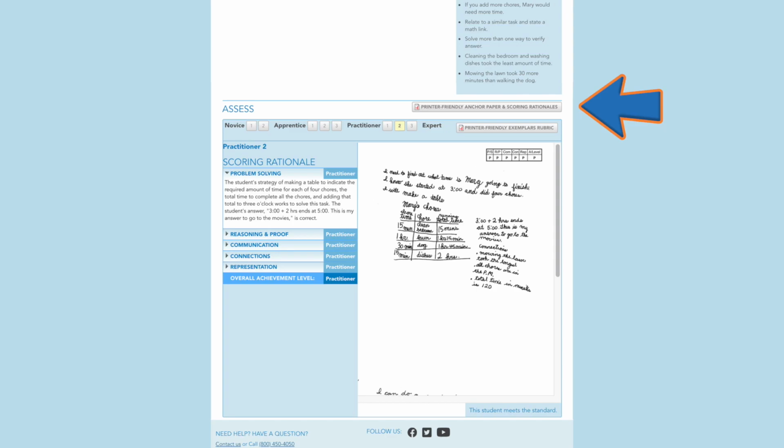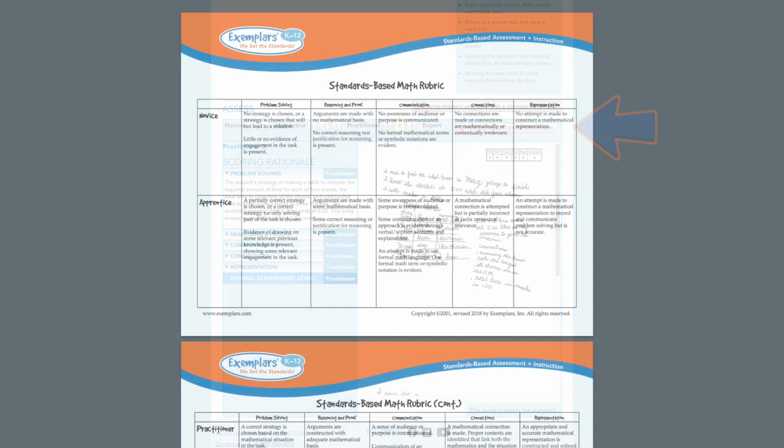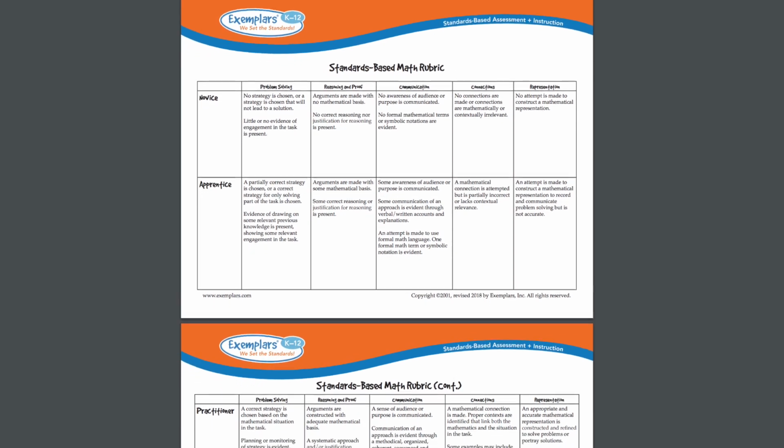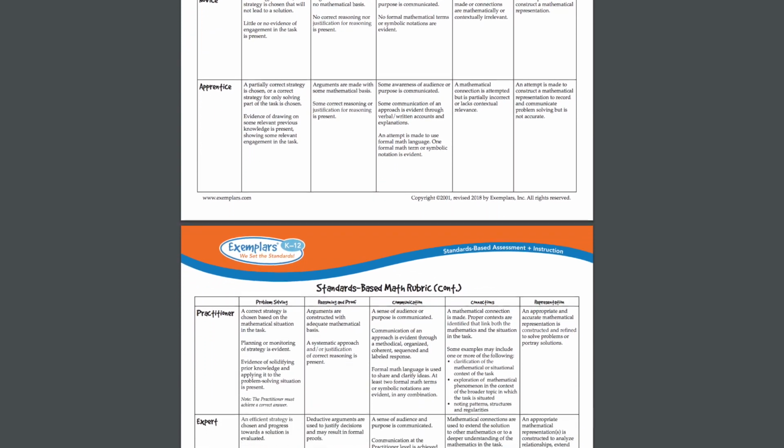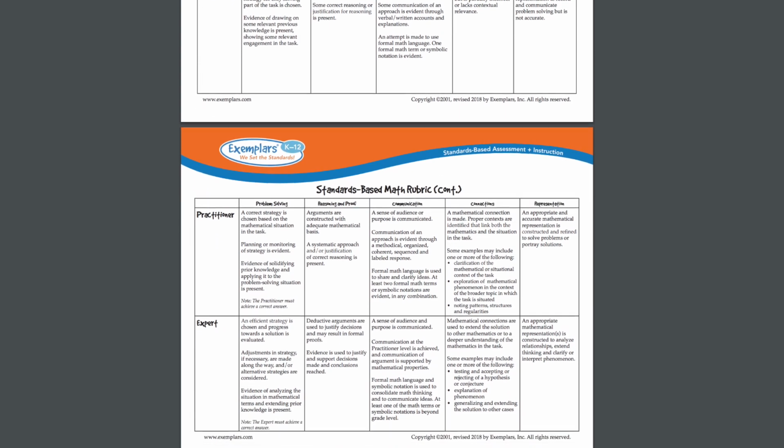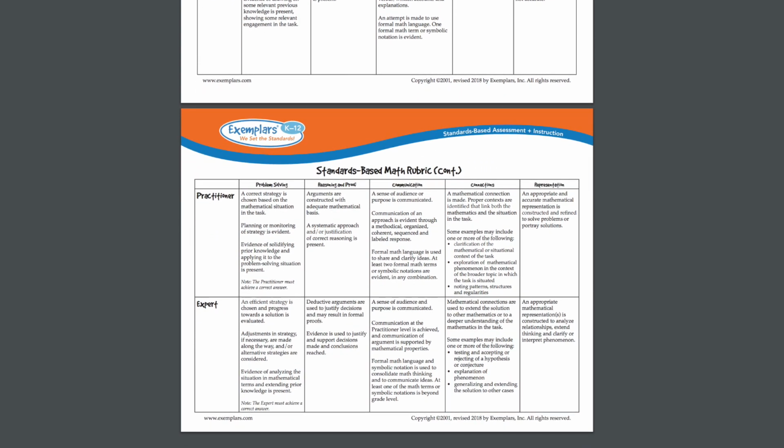A printer-friendly version of the Exemplars assessment rubric may be accessed here. Exemplars rubric criteria reflect the NCTM process standards and support the New York State mathematical practices. Teachers use our rubric to assess and provide feedback on student work.